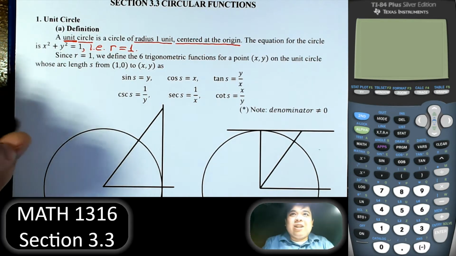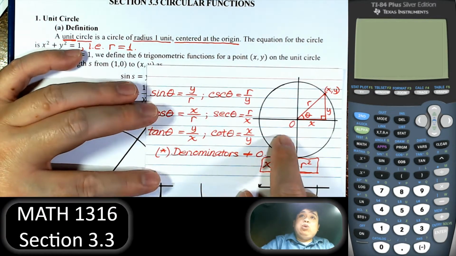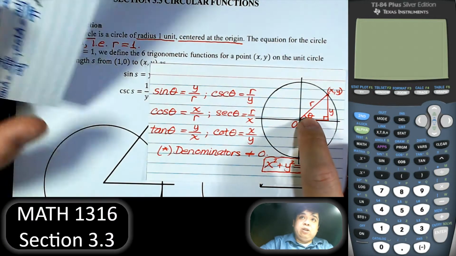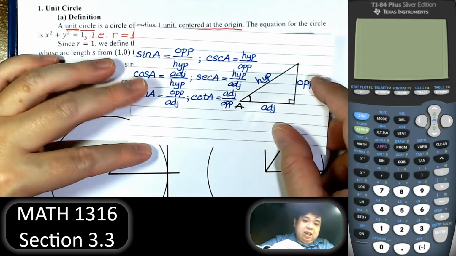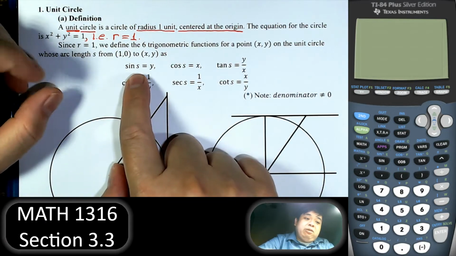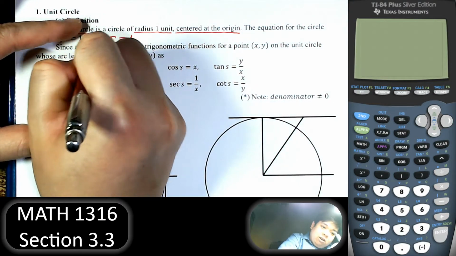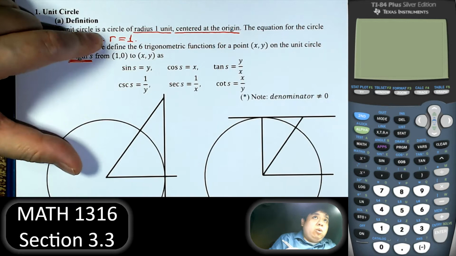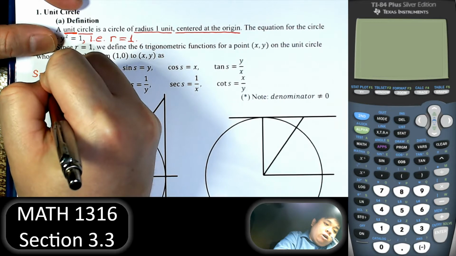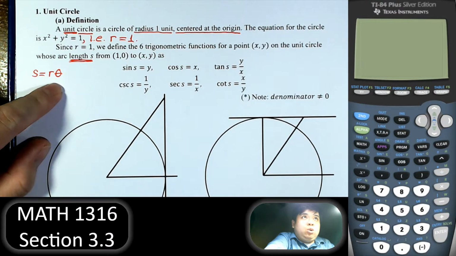Now, a little subtle thing about the definition here: for any circle, we use theta for an angle. For the acute angle, we use a letter. And here, it is defined based on the arc length. So the trig functions are now defined on the arc length, where the radius is equal to 1. Remember, in the previous section we have the arc length s equal to r times theta. Now, if r is equal to 1, then s equals theta.